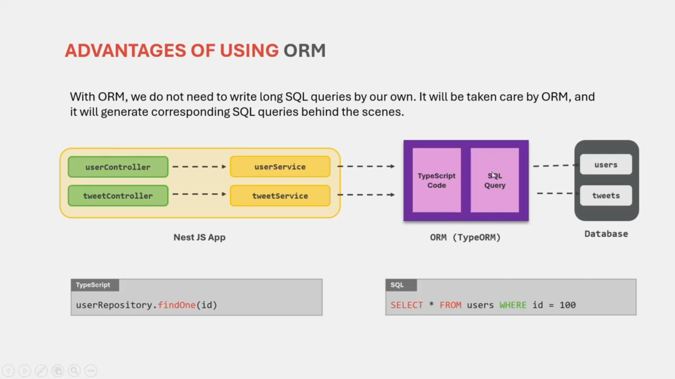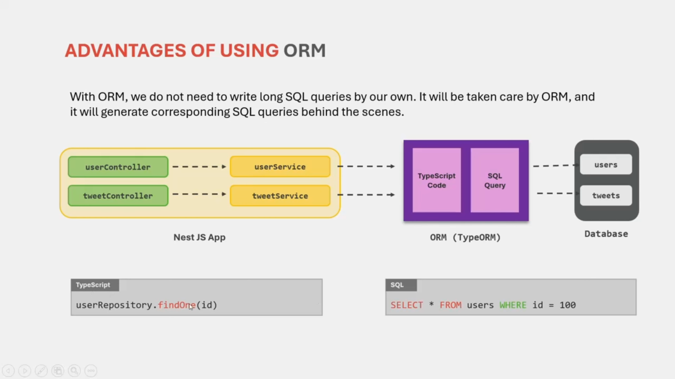This will happen in the SQL query layer. And that SQL statement will then be executed against the users table in the database. This will return us the user with ID 100. And that user will then be passed over to TypeScript code as an object. So we can use that user object in our TypeScript code. So this is one advantage. You don't need to write the SQL queries on your own.